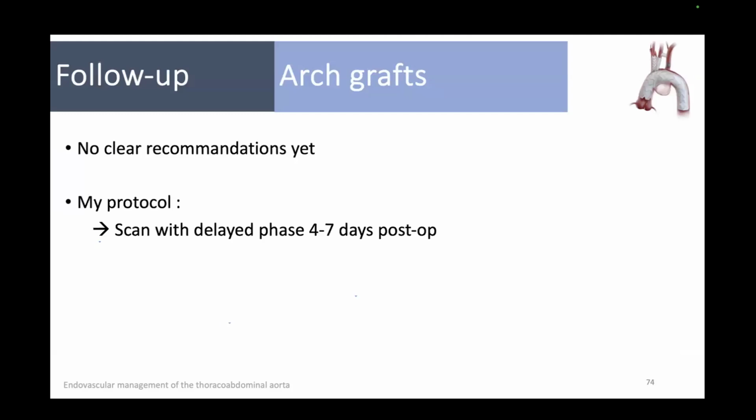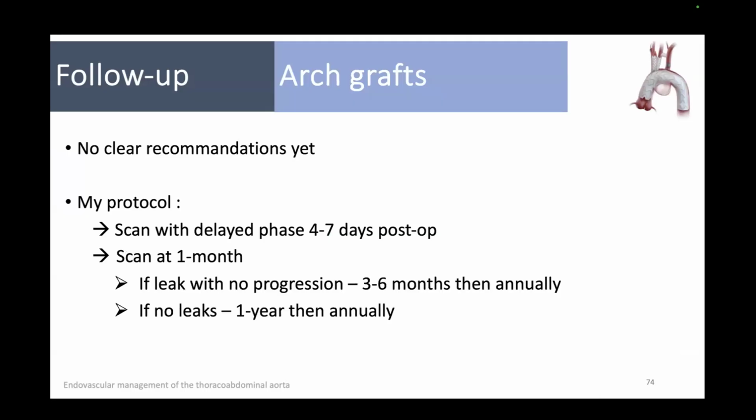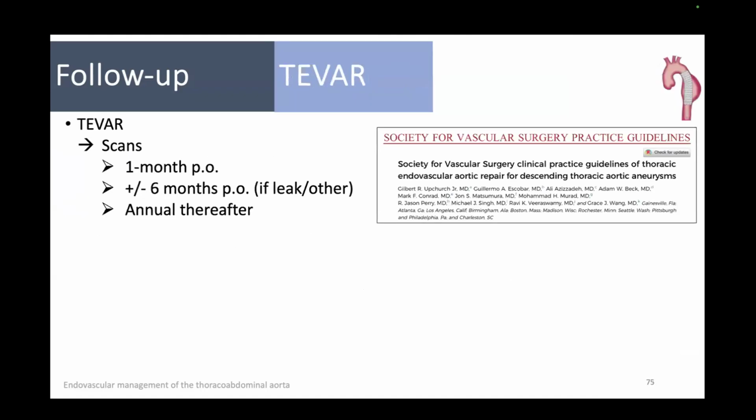For arch graft, there's no clear recommendation, so my protocol is scan with a delayed phase at 4 to 7 days post-op, and then I do a scan at a month. And if there's a leak with no progression, I do a scan at 3 and 6 months, and then annually. If there's no leak, I do a scan annually directly. For TEVARs, so for the descending thoracic aorta, I do a scan at 1 month and then a scan at 6 months. And if there's no leak, then I do annually thereafter. If TEVAR is done for emergency indications, usually I do a scan when the patient is still there at 1 week to make sure that everything is sealed correctly.